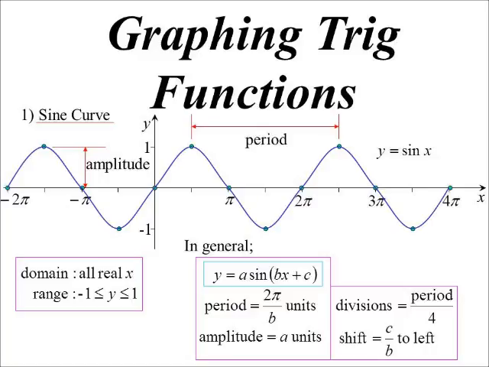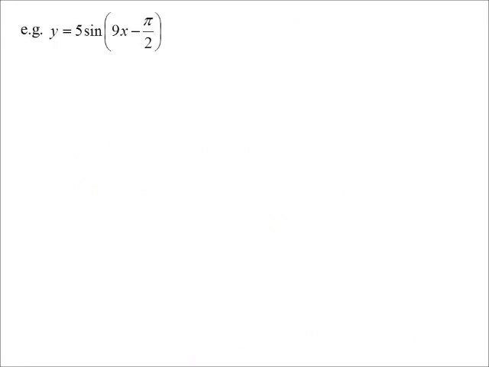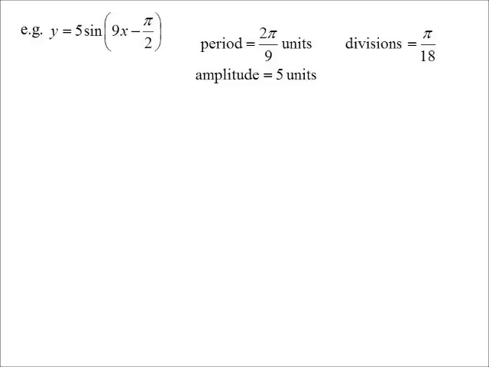Okay, so let's do this one. 5 sine of 9x minus pi on 2. All sorts of things happening here. So the period would be 2 pi on 9. So amplitude 5. I'll mark off my divisions every pi on 18. If I'm only drawing one sine curve and nothing else, I can pretty much draw the same curve for every function and just adjust the scale accordingly.